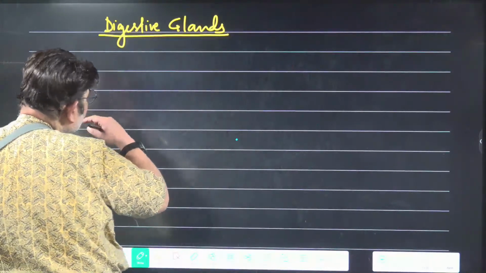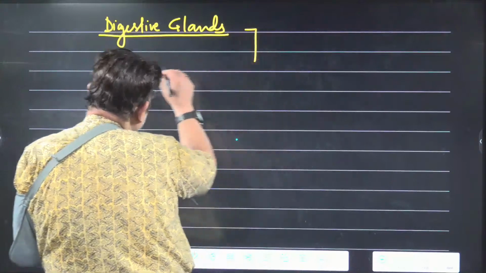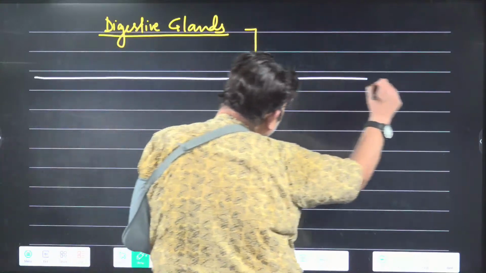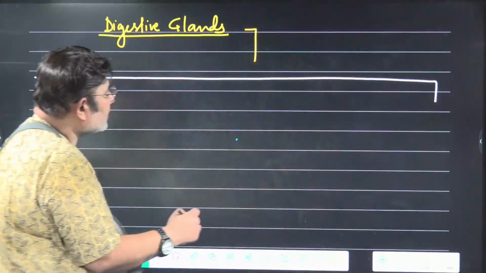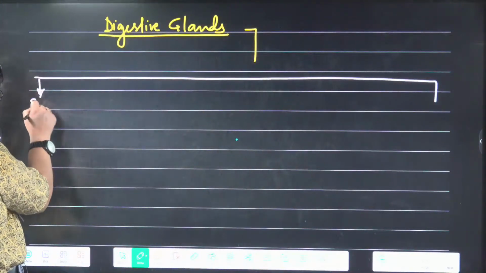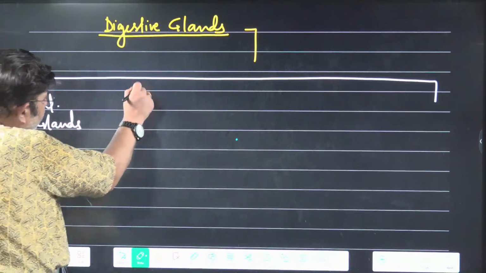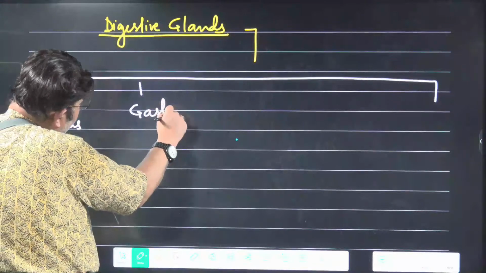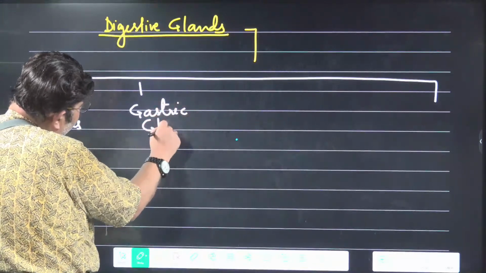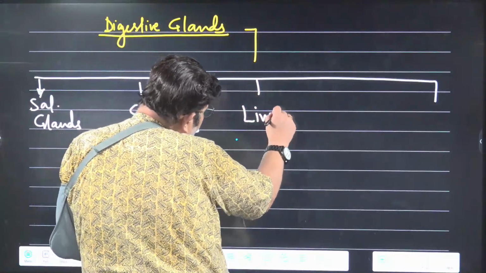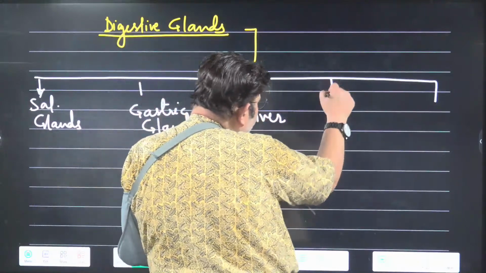Digestive glands. So what are those glands? We'll discuss 5 of them. The 5 glands are the salivary glands, gastric glands, then the liver. I'll write here salivary glands. Then gastric glands, then the liver is also there, helping in digestion by making bile.